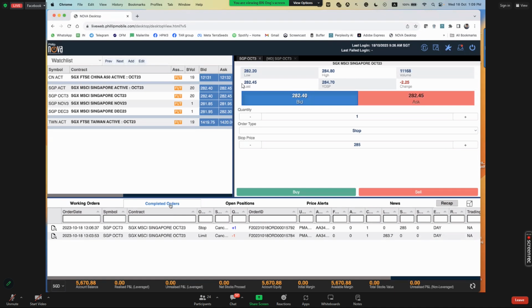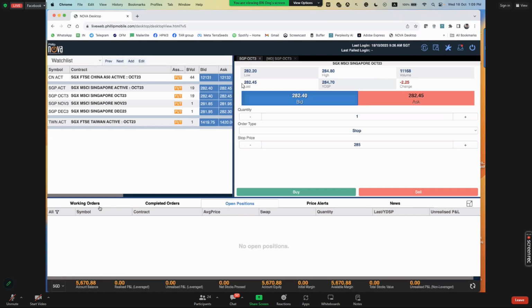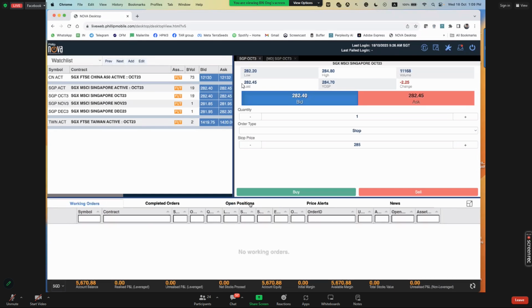So under completed orders, you have 2 orders here. Under open position, you have nothing. Under working orders, you have nothing. So these are the 3 tabs that you need to monitor.